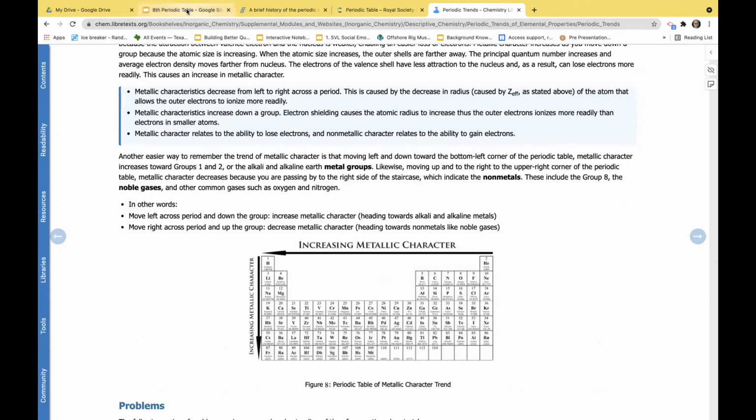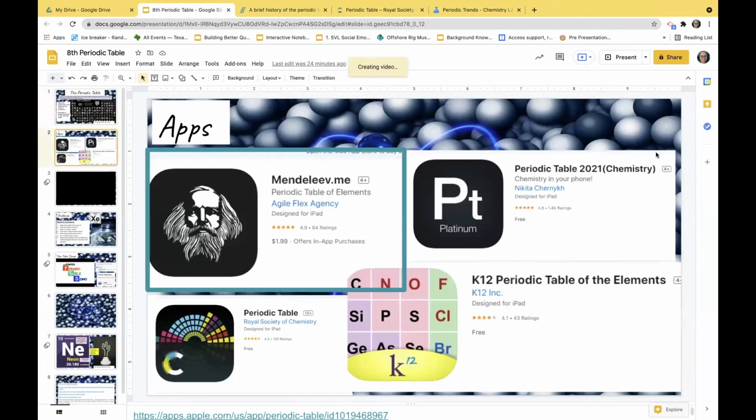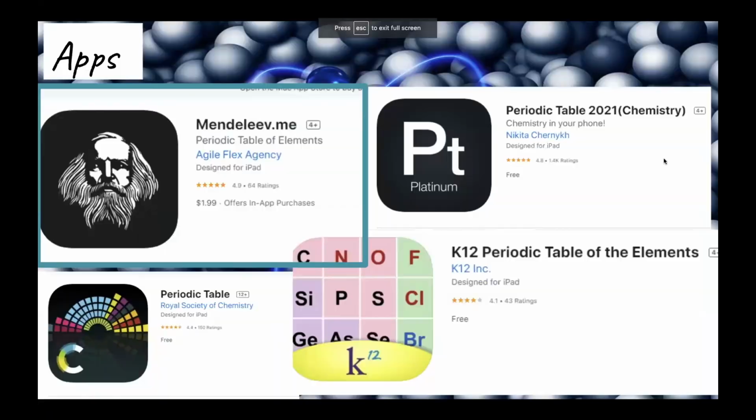So let me go back to our slide presentation, and I'm actually going to show you guys a few of these apps that you can use to help you further explore some common periodic trends. The first one that we're going to take a look at is Mendeleev.me. It's not free, but it's still kind of cheap. These other three apps are free, and I do recommend you guys use them to help you explore those trends.